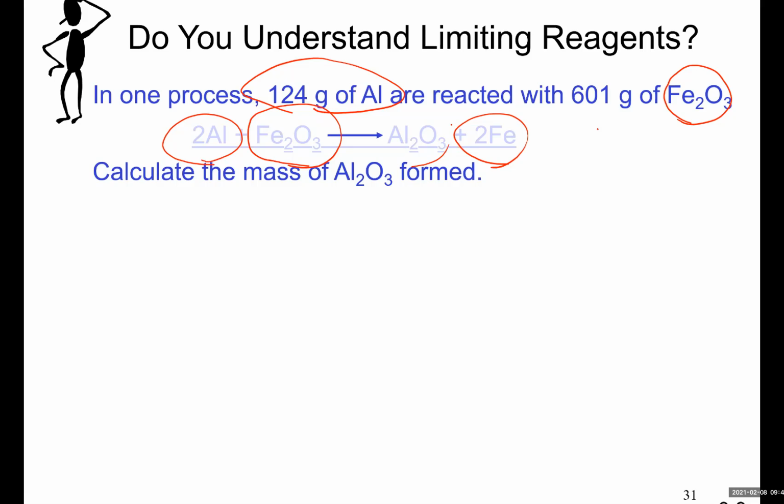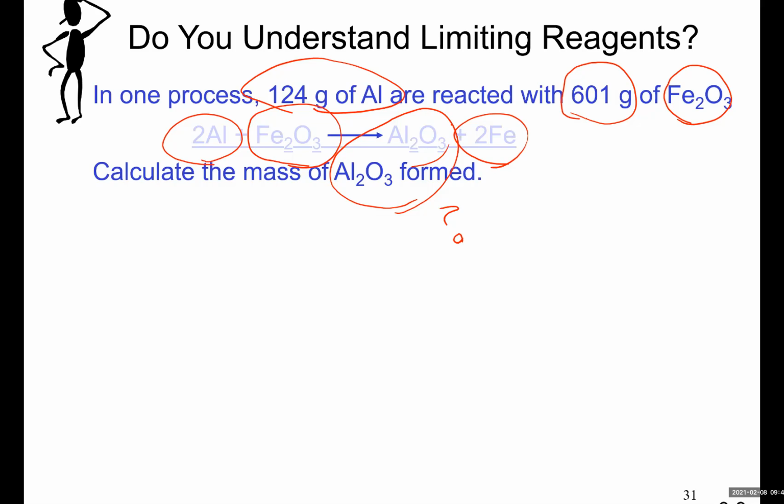So the question is, how much product do you make if you are using 124 grams of aluminum and 601 grams of iron oxide? Although you see iron oxide's 601 is larger than 124, you can't answer the question based on the number of grams.